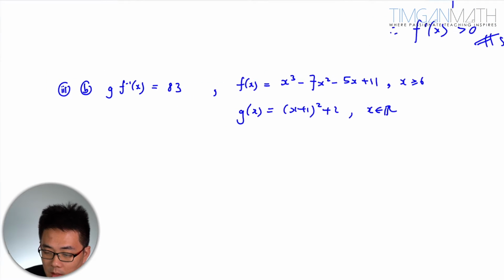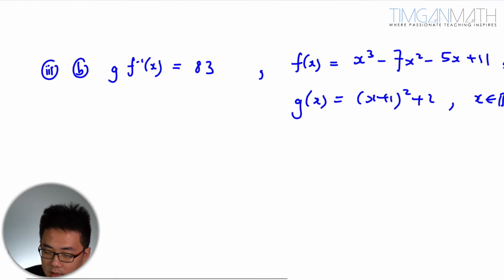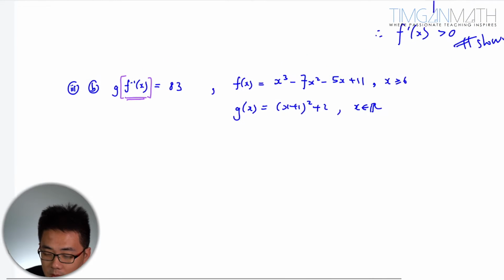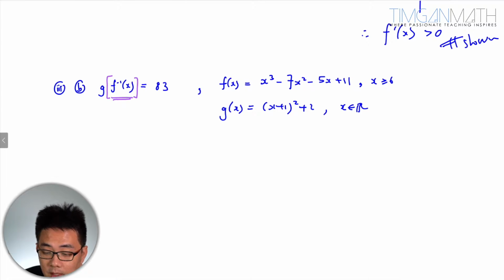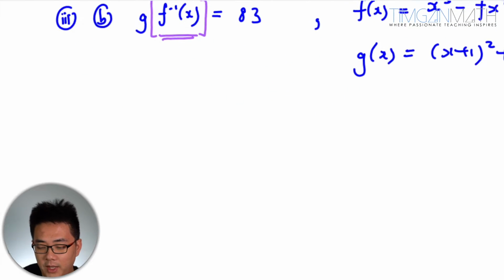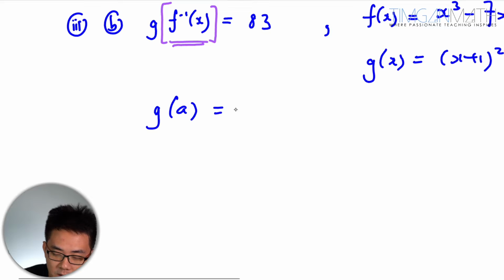Now, we need to be able to solve this part here. What I'm going to do is find out what f inverse x is. The problem now is we can't really find f inverse x as a function, and we can't substitute it into g to find this function. But what we can do is use this part here. We just want to find what g(A) equals to 83.